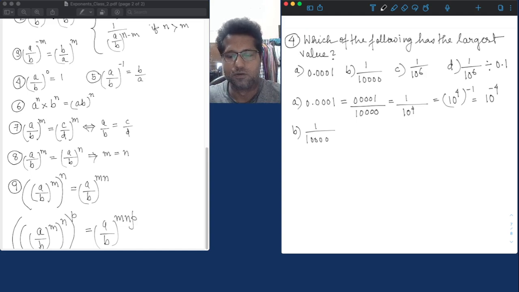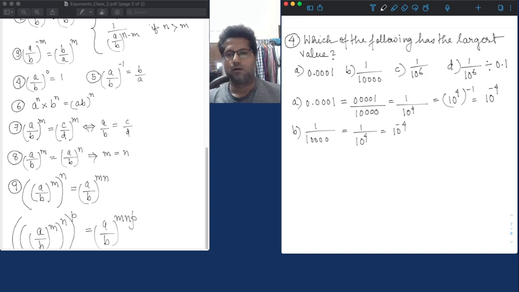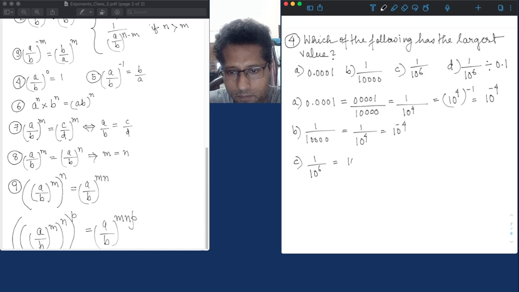So this is again 1 by 10 to the power 4. B is the same as A, so this is again 10 to the power minus 4. C, what is C? 1 by 10 to the power 6. This is nothing but the reciprocal of 10 to the power 6.